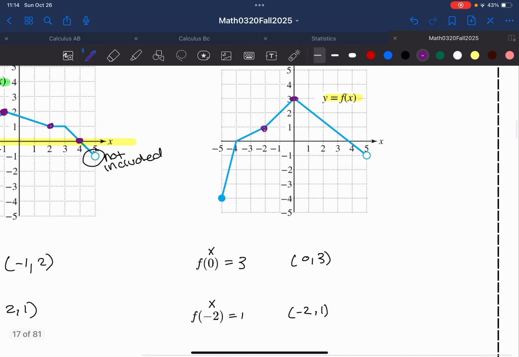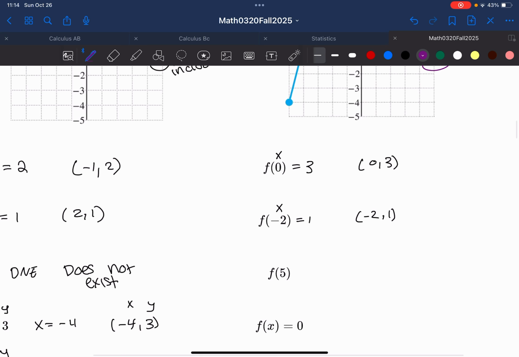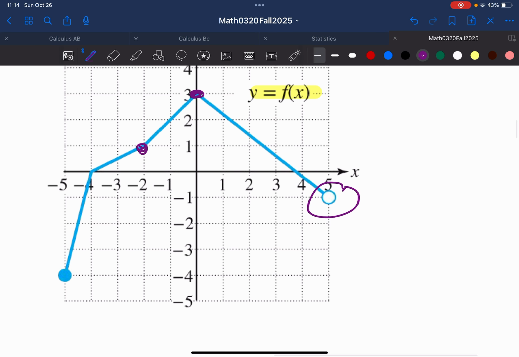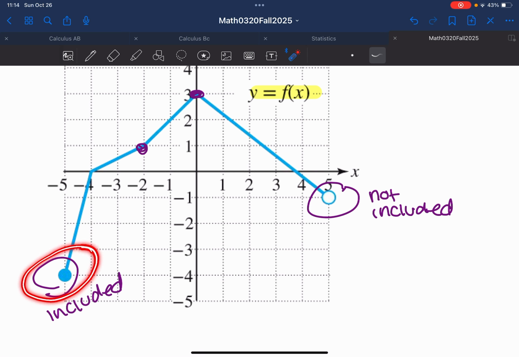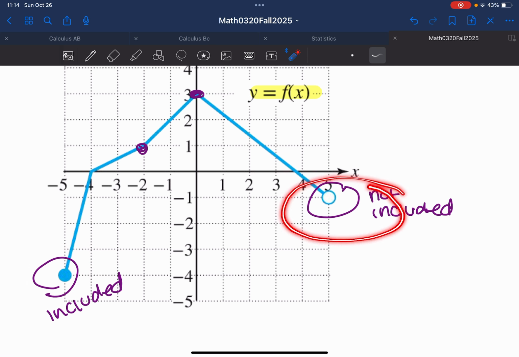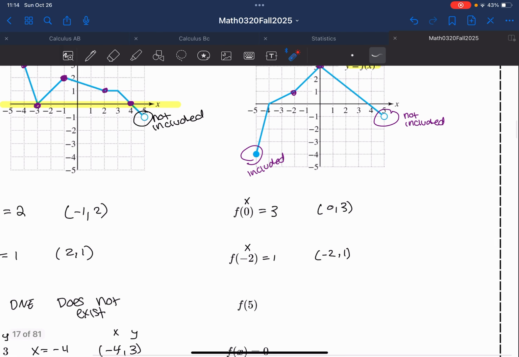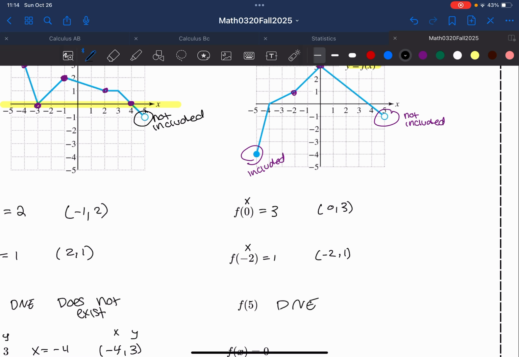Next one is f of 5. Okay, f of 5 is right here, but notice, just like the last graph, I have an open circle here. That open circle here means that it is not included, versus this closed circle over here means included. So I could pick a point. I could have a value over on this side, but I cannot have a value over on this side, which means that f of 5 does not exist. So I write DNE. Does not exist.